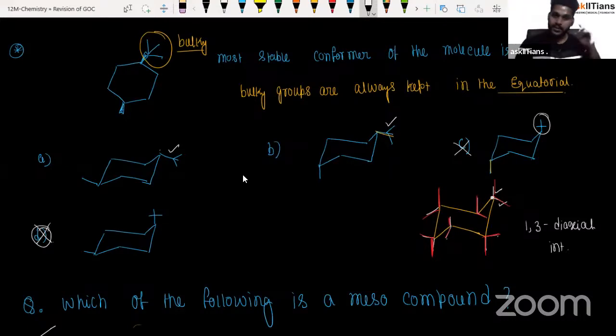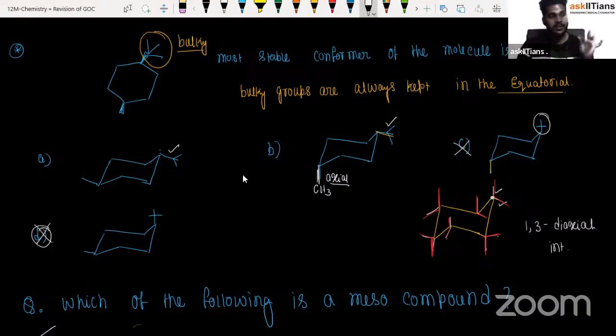No, Raksha. See, like I said, in option B again, you are keeping the methyl group in the axial position, right? Axial means whenever the bond is like a straight line. Whenever the bond is slanted, that means that's an equatorial bond. All right. So this is also an axial bond. And I just told you guys, try to avoid keeping groups on the axial position as much as you can.